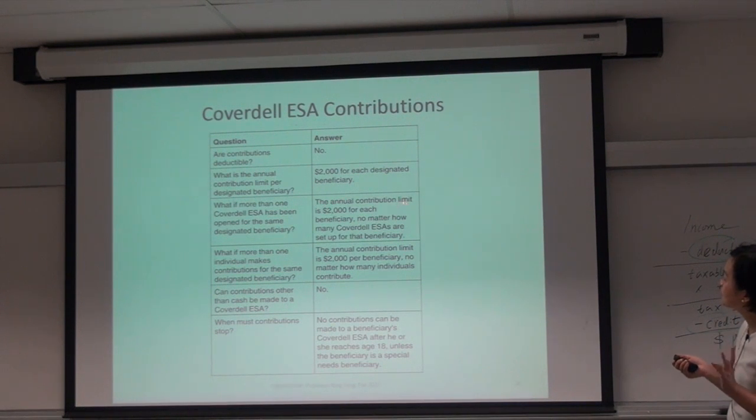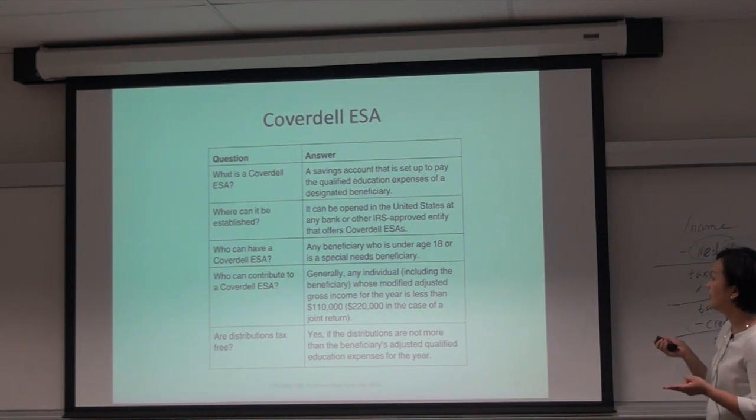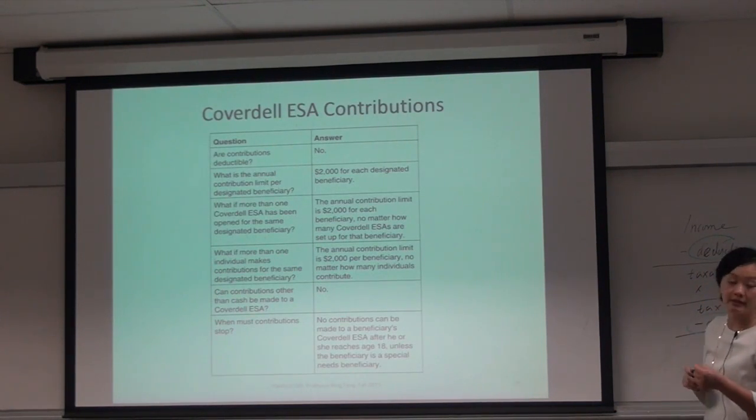The other limitation is the annual contribution limit of $2,000 for each beneficiary, no matter how many people contribute. Your parents can contribute, your grandparents can contribute, but overall for this one beneficiary student, it's $2,000 each year in the account. So there are a lot of limitations here. First, the age of the beneficiary. Second, the income. Third, the contribution limit. That's Coverdell.